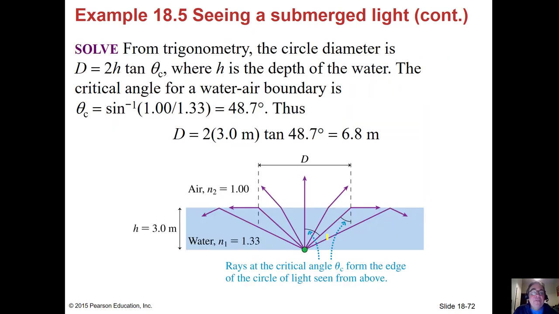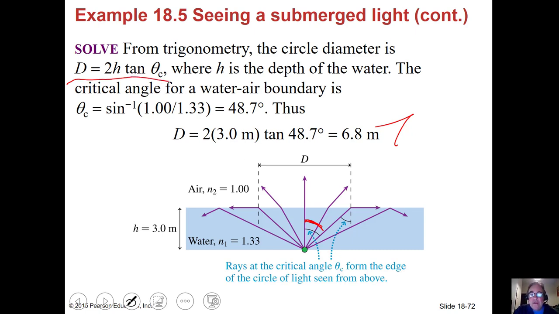Okay, so I have to do a little bit of trig, and it says here from the trigonometry, the circle diameter is 2h times the tangent of the critical angle. So remember, the critical angle is the angle measured from the normal, where anything greater than that angle, we don't see the light. Okay, so in the picture, again, this is the critical angle. We could do a little bit of trig here. The slide just gives you the solution. Where does that actually come from?